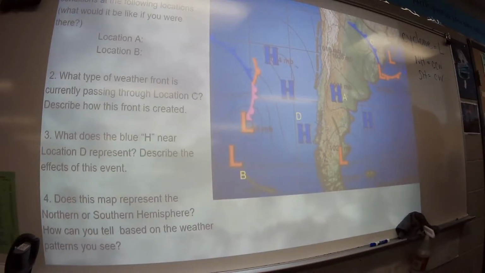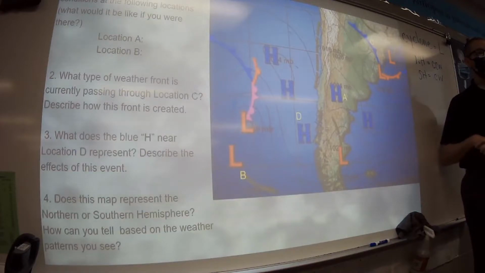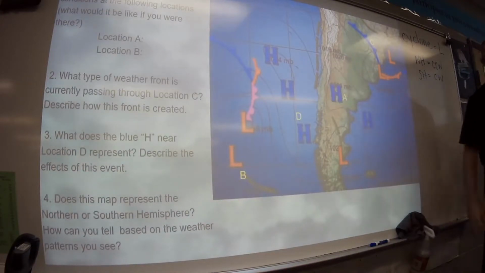Question. Why do they have like one or two cold fronts? They don't. This is a snapshot of time. Weather's always changing. So this is just on this day, at this time, in this place. Yeah, pretty nice day. Most of it.